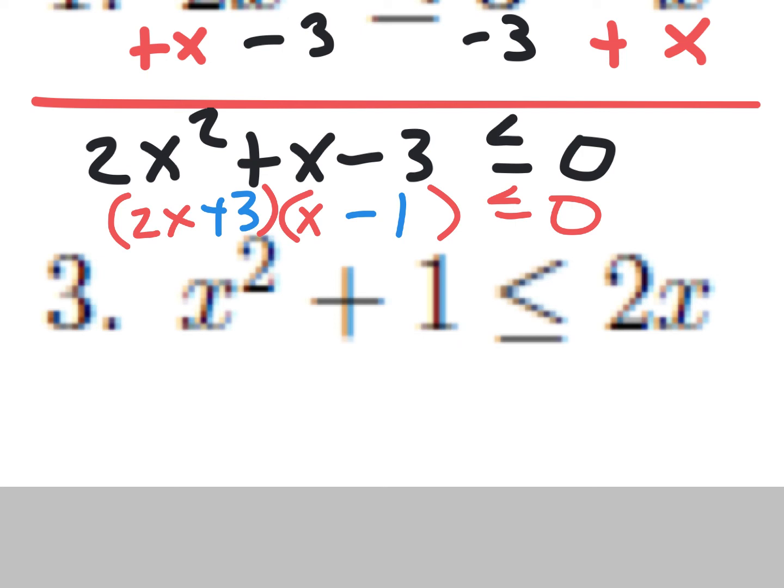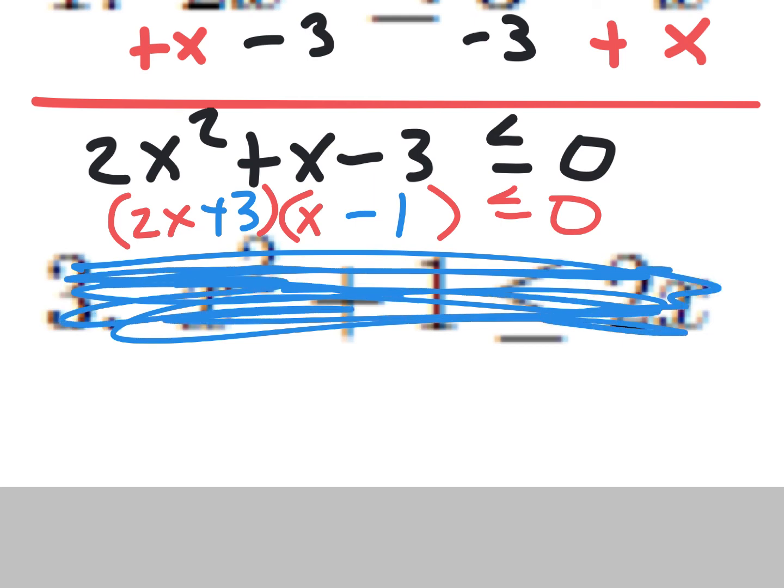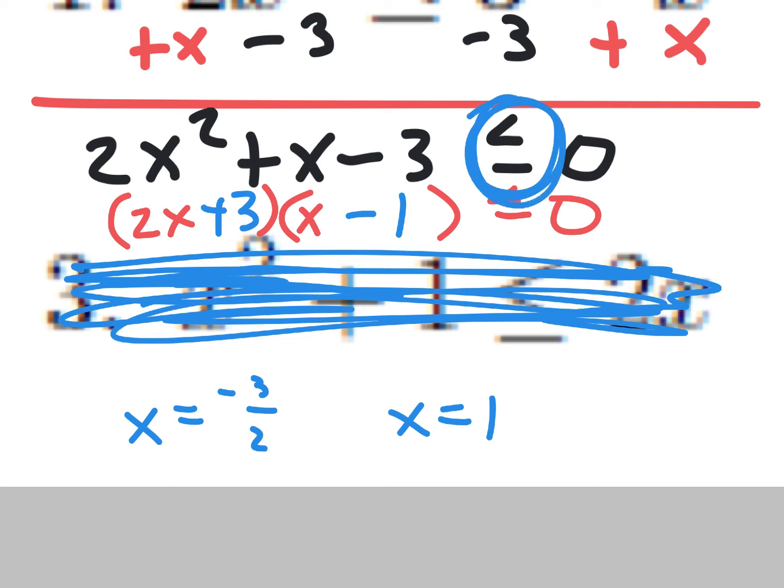Very good. So just scribble this problem out. We don't want it distracting us. And then I got two answers. X equals negative 3/2, and x equals 1. And it's so tempting to write there, just think you're done. But this is a less than sign, which means that you have a whole range of answers between these or outside of these.